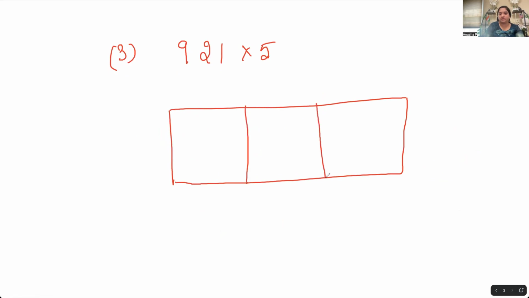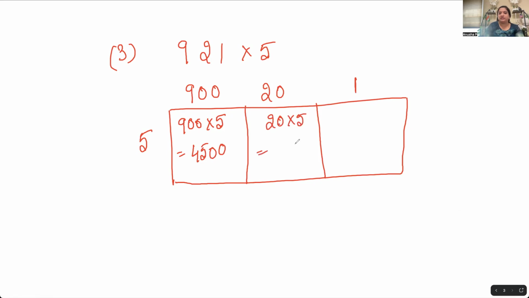We will make into three boxes because it is a three-digit number. 921 is 900, 20 and 1. So we are multiplying by 5. 900 times 5 is 5 times 0, 0, 5 times 0, 0, 5 times 9 is 45. Now 20 times 5. Again, 5 times 0, 0, 5 times 2, 10. The third box is 5 times 1, which is 5.